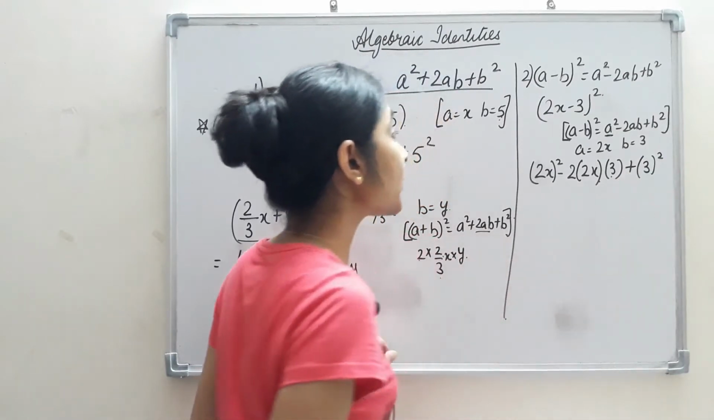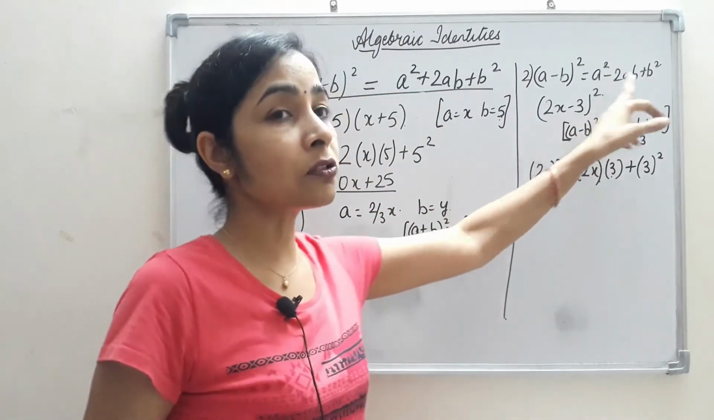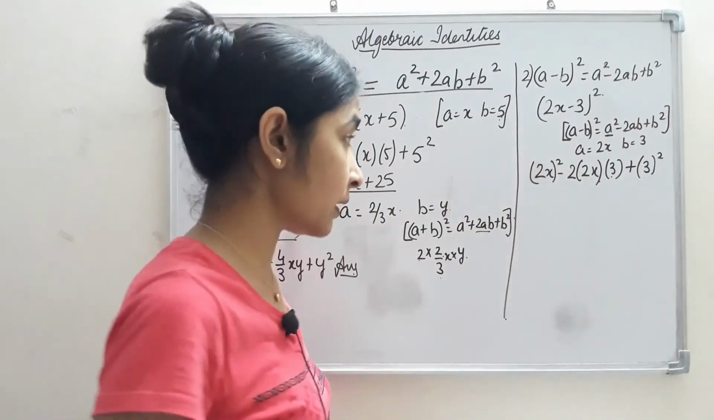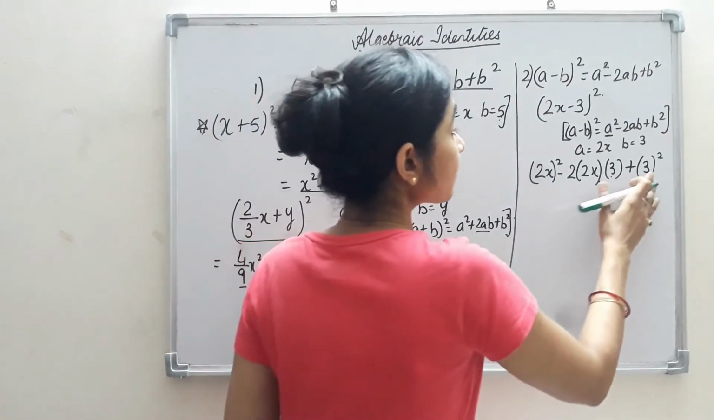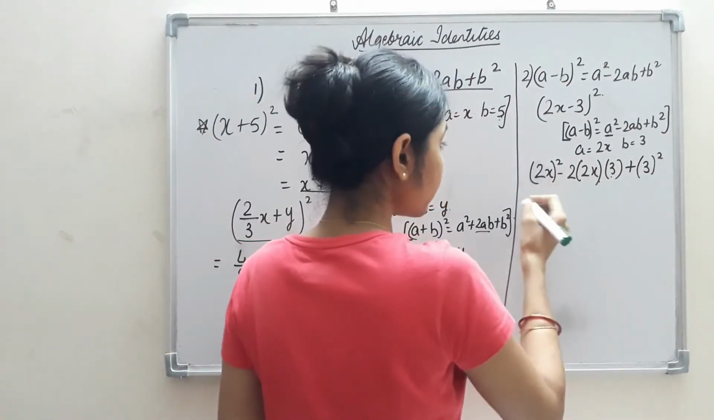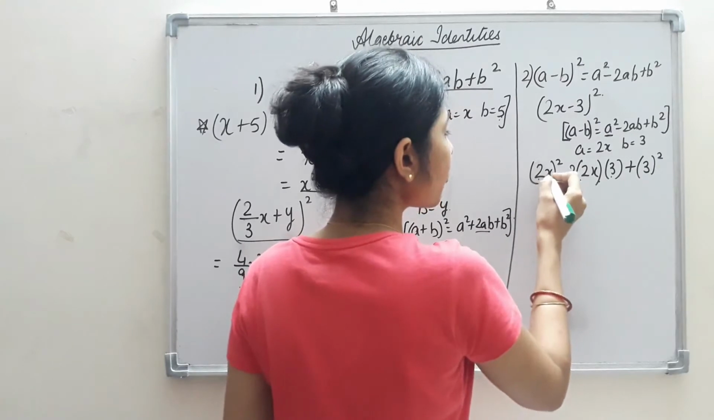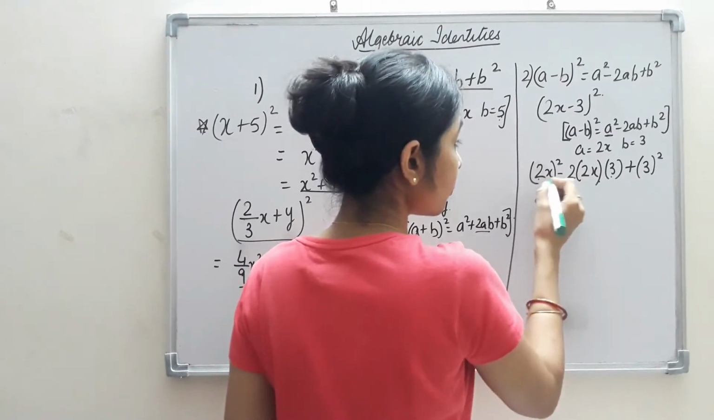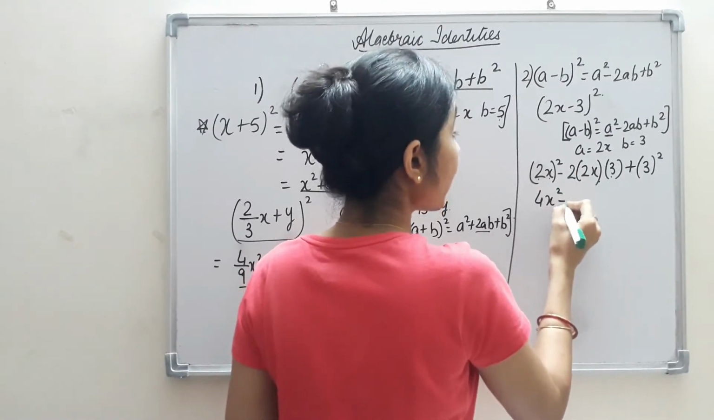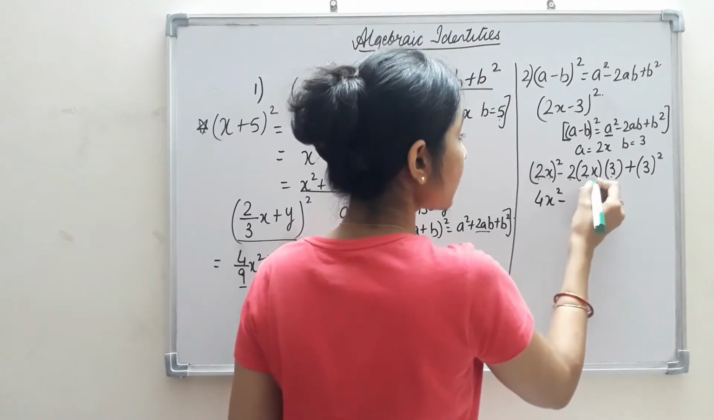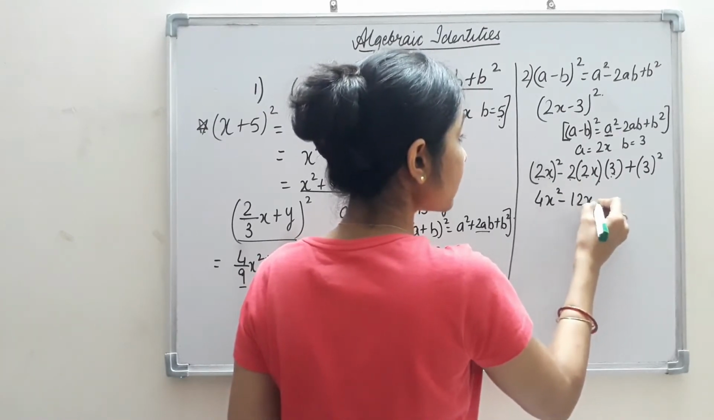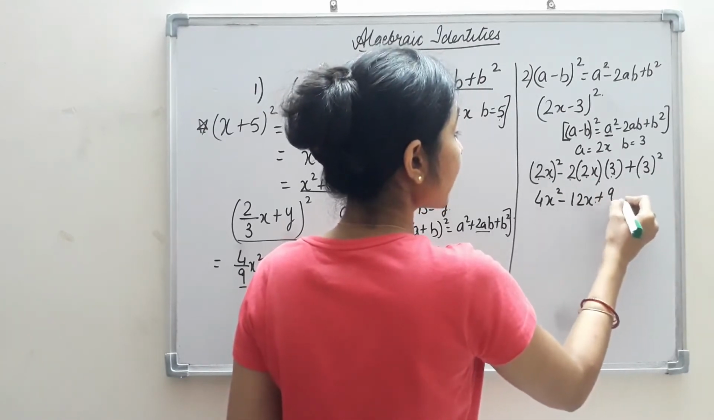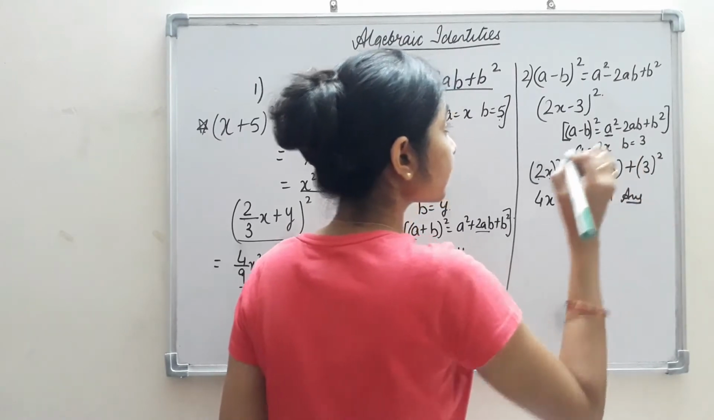Why have we taken plus here? Because we already know that minus into minus we will always get positive. Okay, so plus 3 square. Now simplifying these terms: square of 2x is 4x square, minus 2 2s are 4, 4 3s are 12 and x is here, so 12x, plus 3 3s are 9. So this is our final answer.